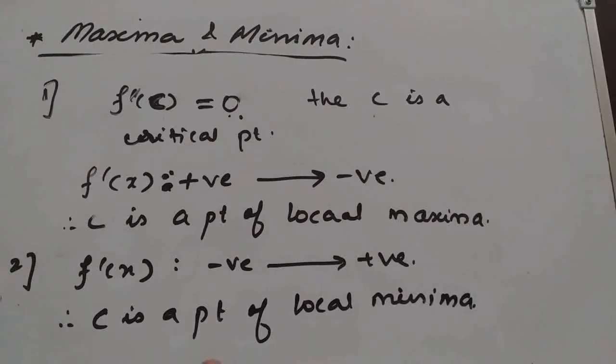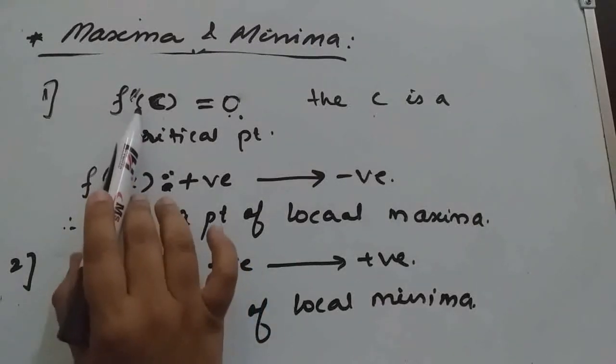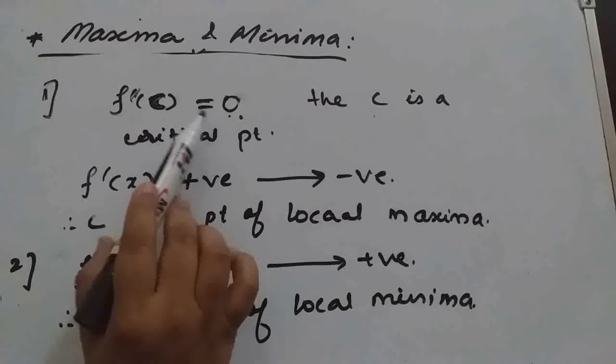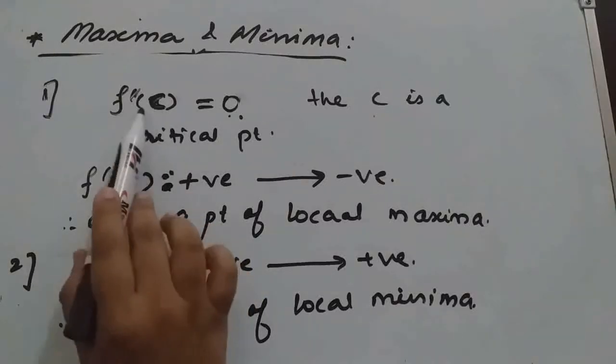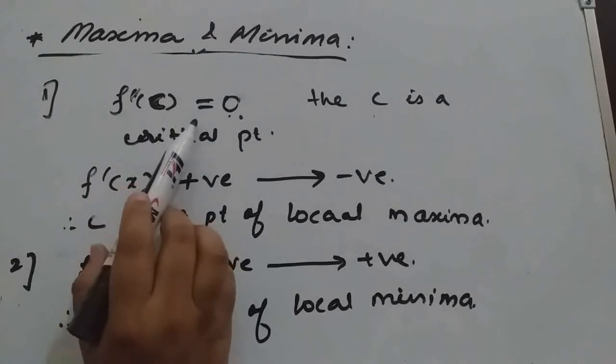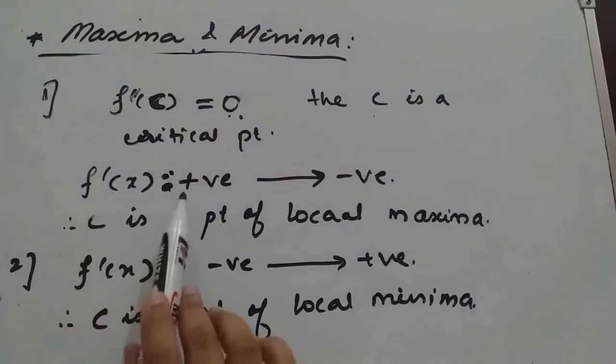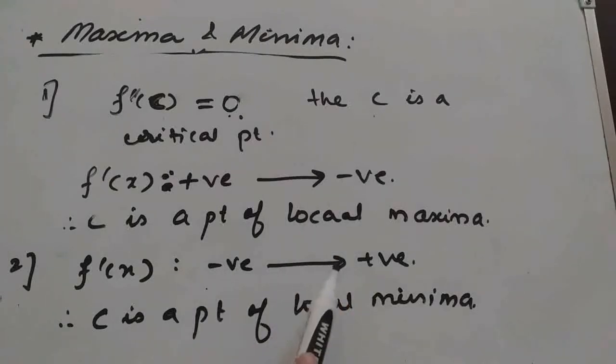Okay, so for this particular test, what you have to do, after substituting f dash of c equal to 0, you have to take 3 or 4 values to the left of c and to the right of c, and you have to check whether we are going from positive to negative or negative to positive. That you have to check here. So then only you can say from the first order derivative test whether the function has local maxima or local minima.